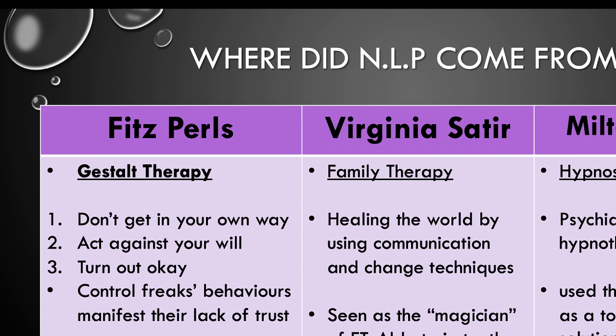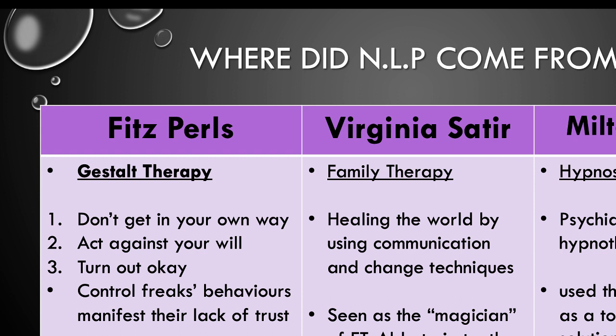But the sign of a mature adult, according to Perls, is that you're able to manage these problems on your own. Yes, of course, you may seek advice and counsel, but the point is that you're in control of yourself and you can do these things on your own, and that is what a mature adult does.